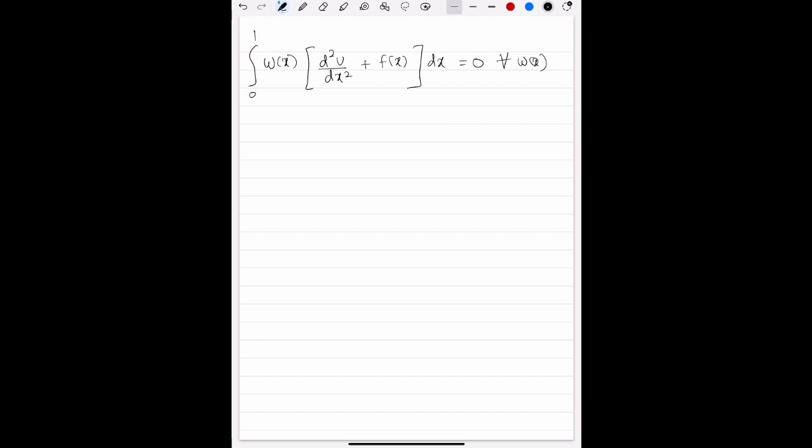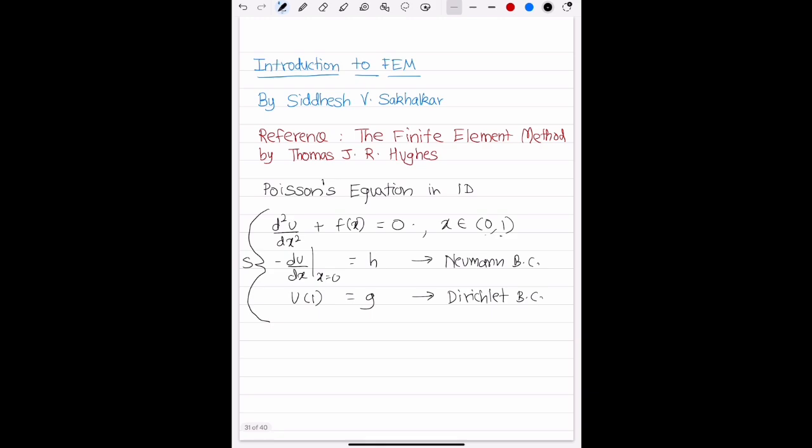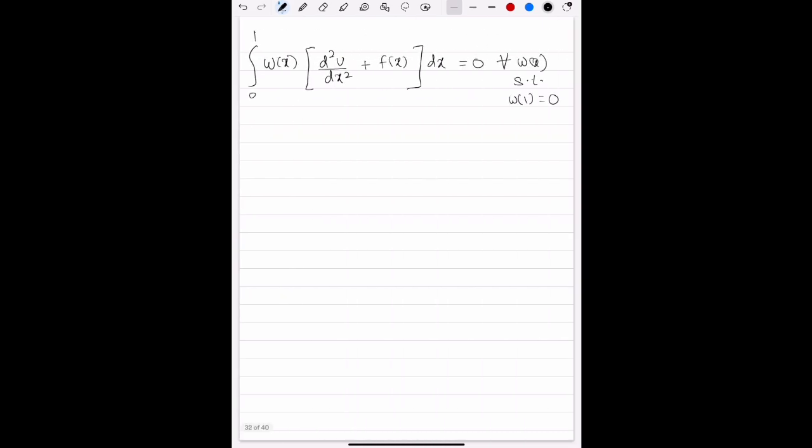Now in general, w of x could be any arbitrary function, but additionally we apply a constraint to w of x such that w of 1 is equal to 0. Now the reason for specifying the constraint that w of 1 has to be equal to 0 is that at x equal to 1, we have a Dirichlet boundary condition which states that u of 1 has to be equal to a constant g. So basically, wherever on the boundary a Dirichlet boundary condition has been defined for the solution, we require that w of x should also vanish at that particular location.